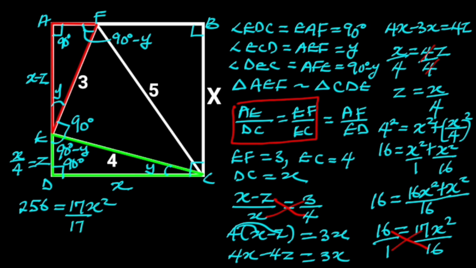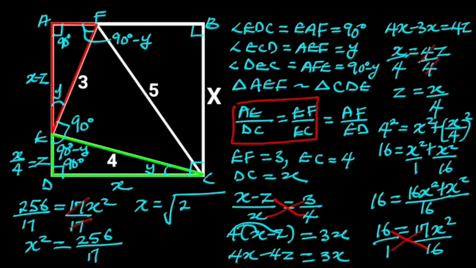Dividing both sides by 17 will give us x squared is equal to 256 over 17. Next we find x by taking the square root of both sides, which will give us x is equal to the square root of 256 over 17, which is the same as x is equal to 16 over root 17.